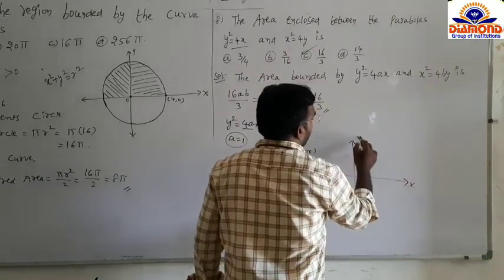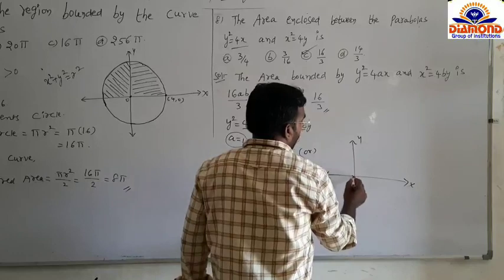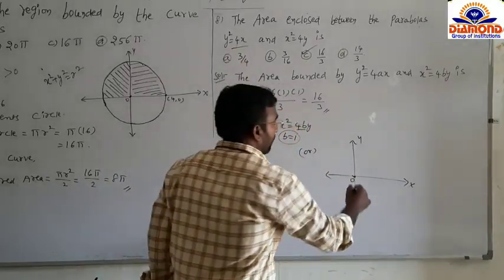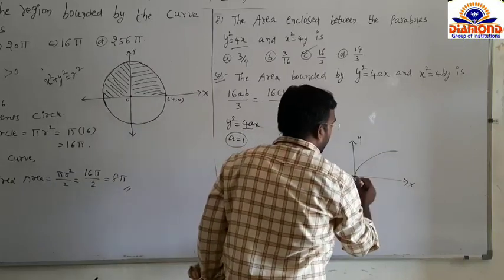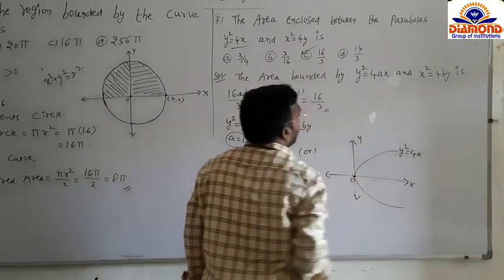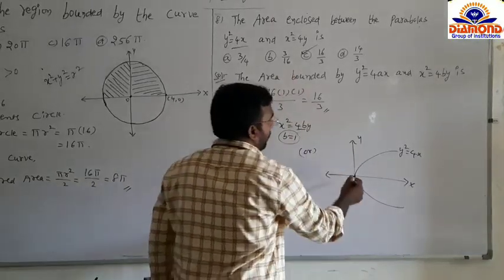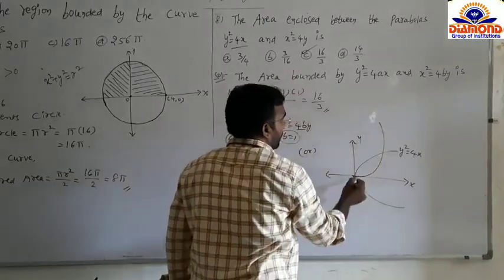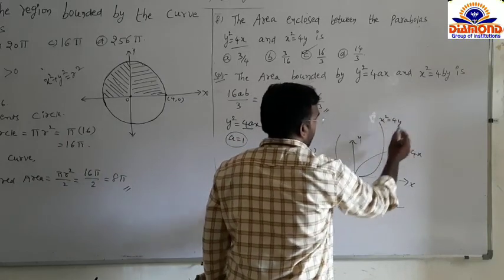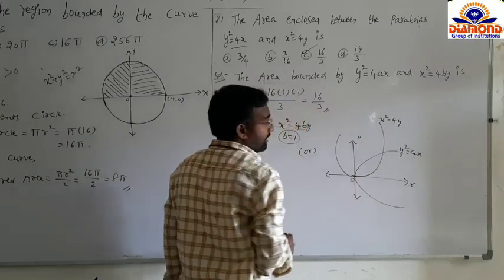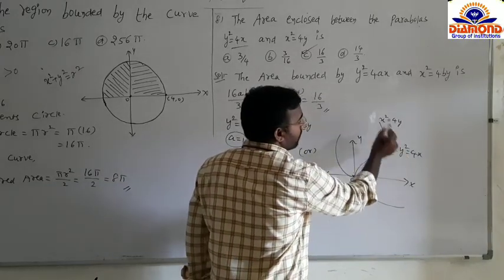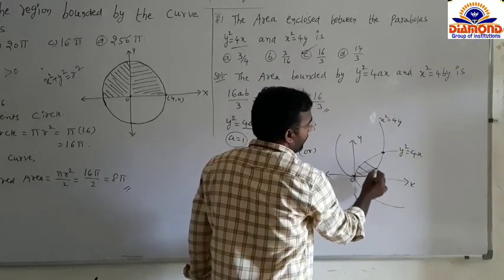X-axis, y-axis, origin, like this. First, y square equal to 4x curve, draw like this. Next curve, x square equal to 4y is like this. So this is clearly the point of intersection, the origin. Another point of intersection you have to calculate by solving the two curves. So this is the boundary area.